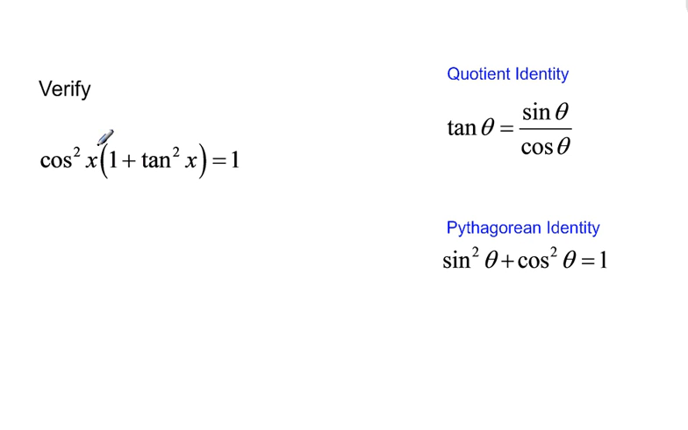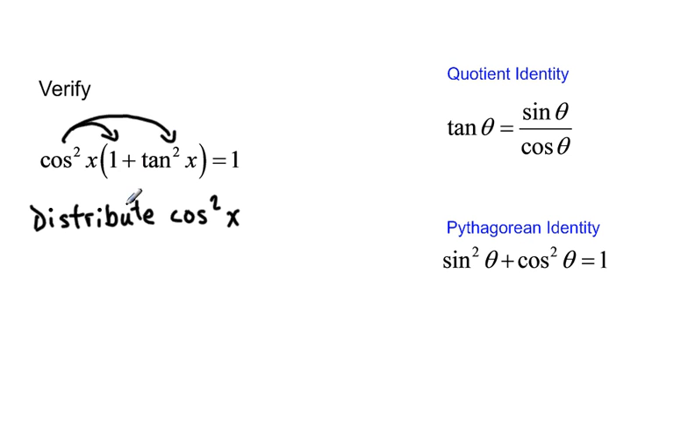Our first step is going to be to distribute the cosine squared x term that is on the outside of the parentheses. So cosine squared x times 1 gets us cosine squared x, plus cosine squared x times tangent squared x gets us cosine squared x tangent squared x equals 1.